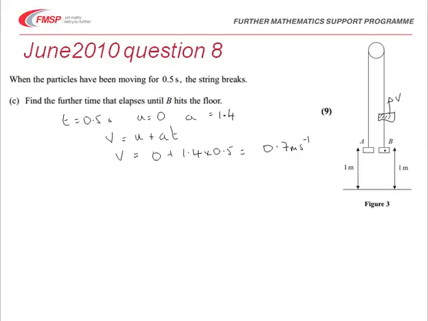To calculate the height, we can use s is equal to ut plus 1/2 at squared. So this is 0 plus 1/2 multiplied by 1.4 multiplied by 1/2 squared, and that gives you 0.175 meters. So the total height above the ground is therefore 1.175 meters.